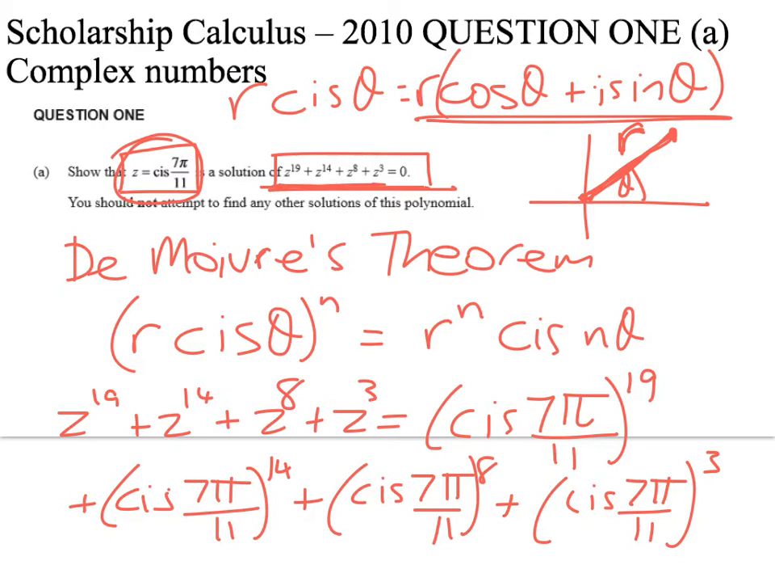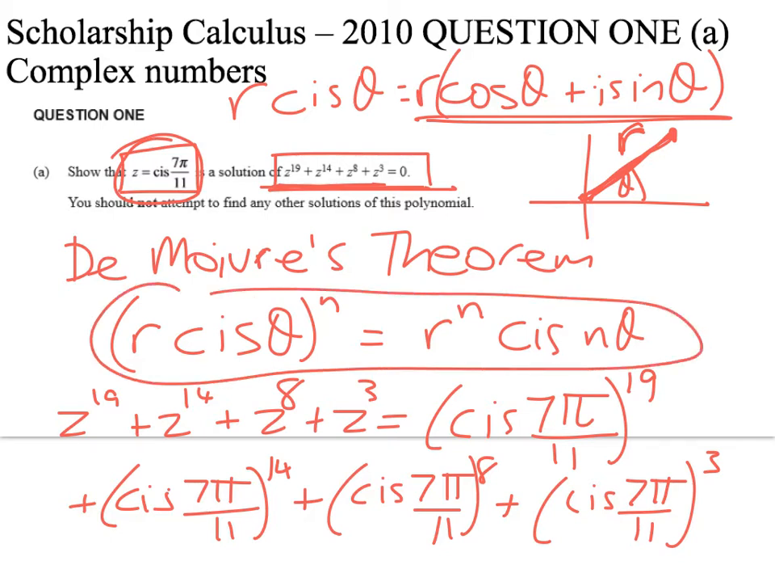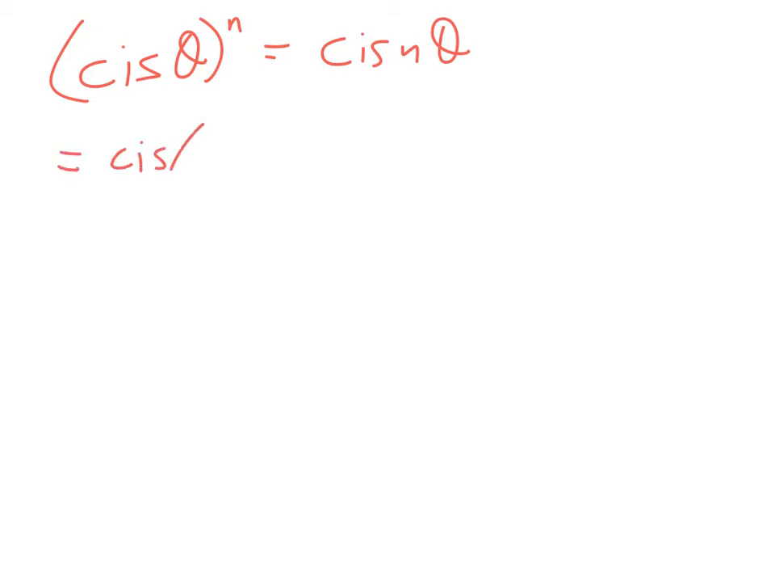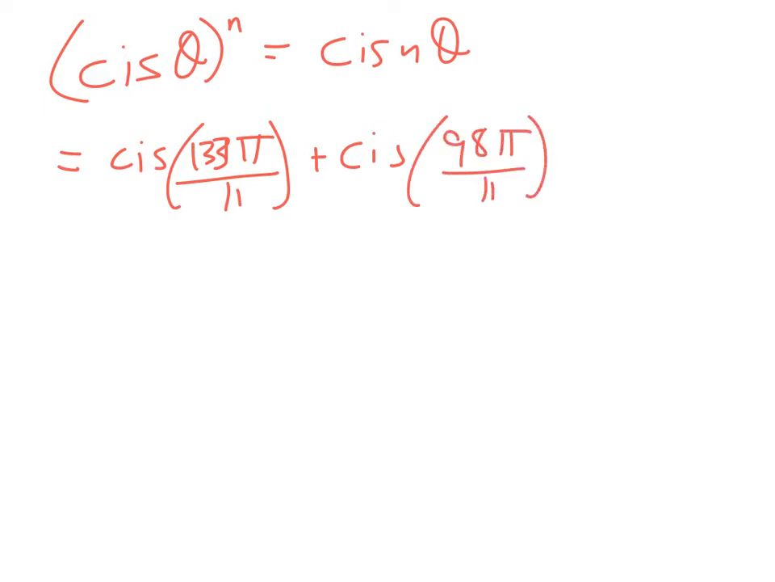So the next step is to apply this theorem, and we're going to simplify these. Now just notice that r in here is equal to 1. So if I just have 1 cis theta to the n, that equals cis of n theta. So my expression now is equal to cis 133 pi on 11 plus cis 98 pi on 11, and so on.